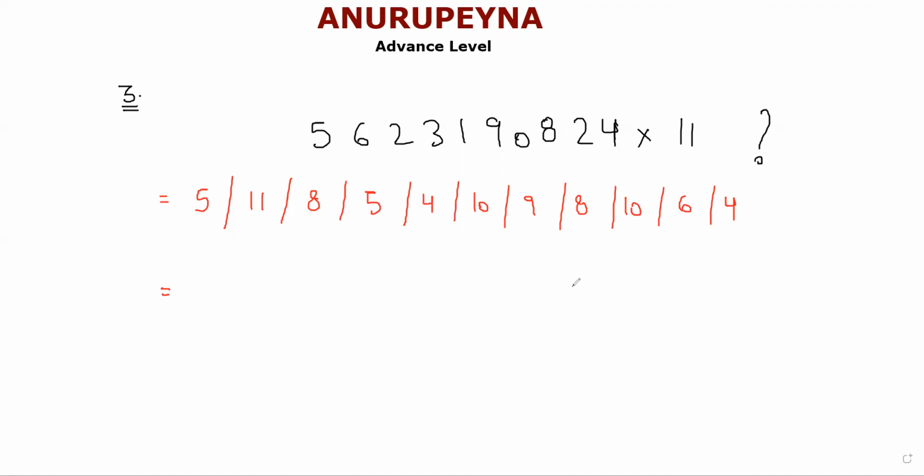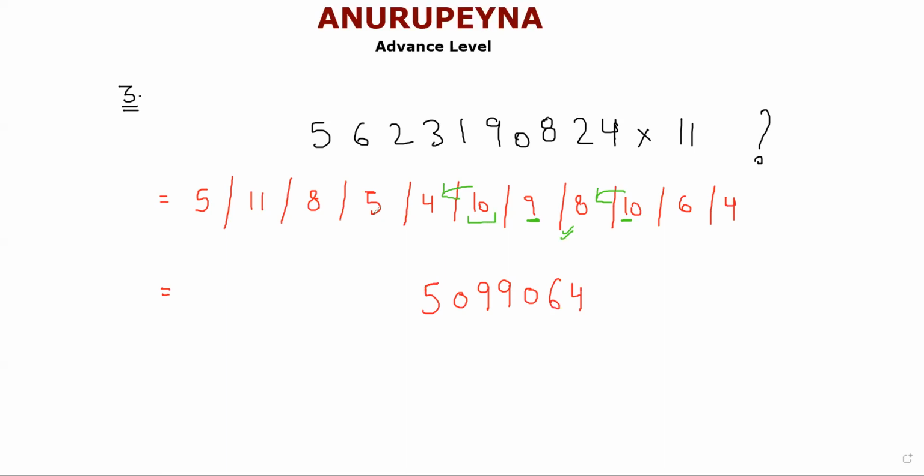So the last 4 is there. The last 6 is there. For 10, you just keep 0, and then this 1 has to be carried over to 8. And 8 plus 1 would become 9. Now, we have done this till here. So, there is no carryover now, so this 9 would be as it is. Then after that, there is 10. For 10, you just again keep a 0, and then this 1 will carry over to the 4. And 4 and 1 will become 5.